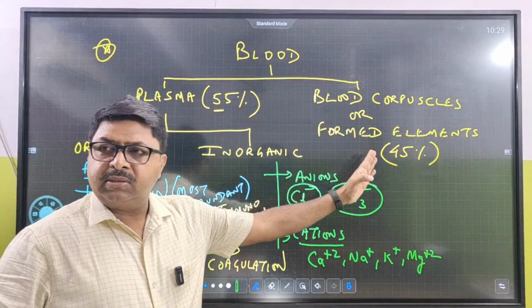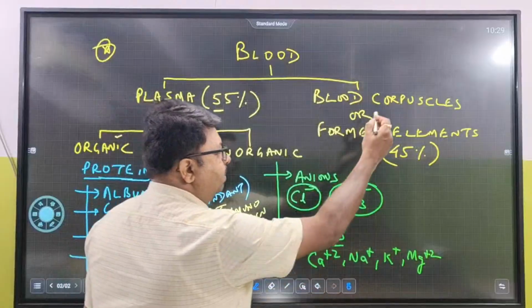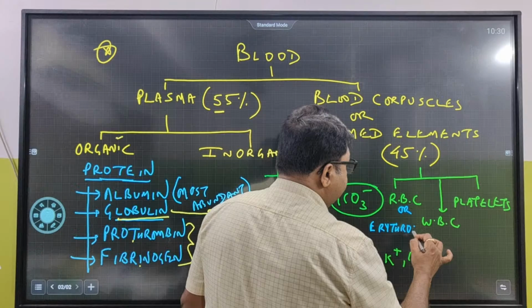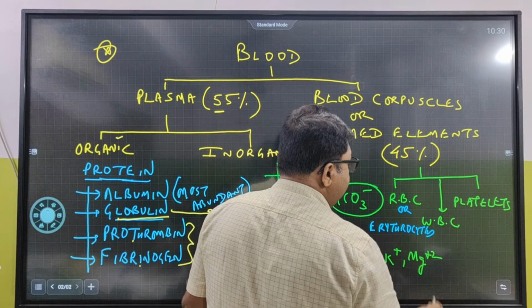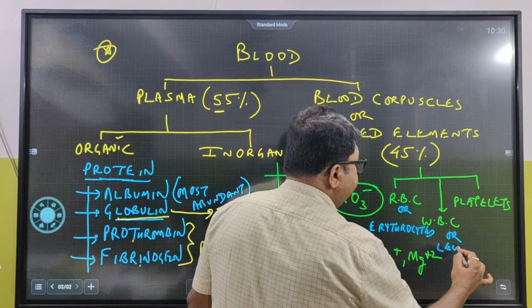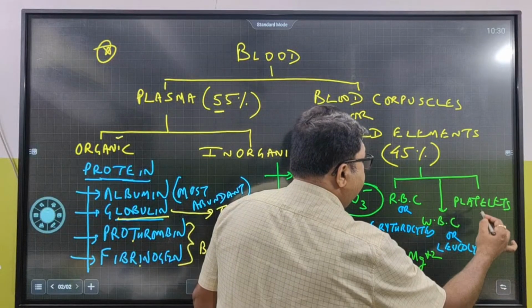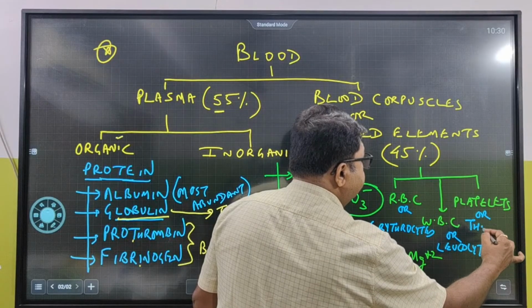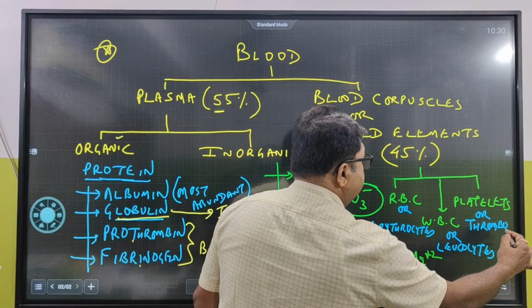Blood corpuscles are also called formed elements. Now what are blood corpuscles? We know that there are three different types of blood corpuscles. What are they? First is RBC, the second one is WBC, and the third one is platelets. RBC are also called erythrocytes. WBC are also called leukocytes, and platelets are called thrombocytes.